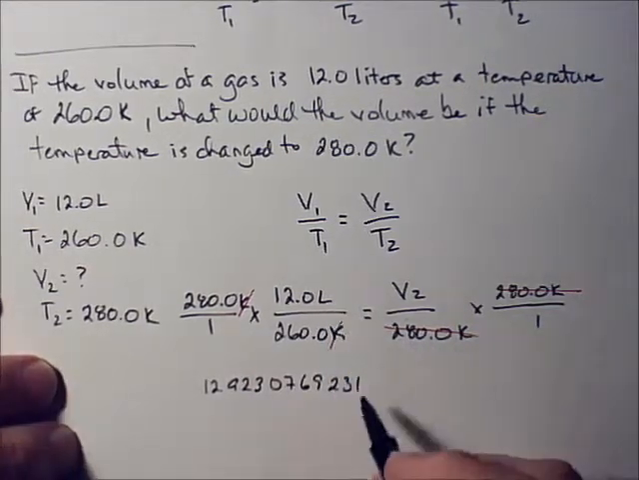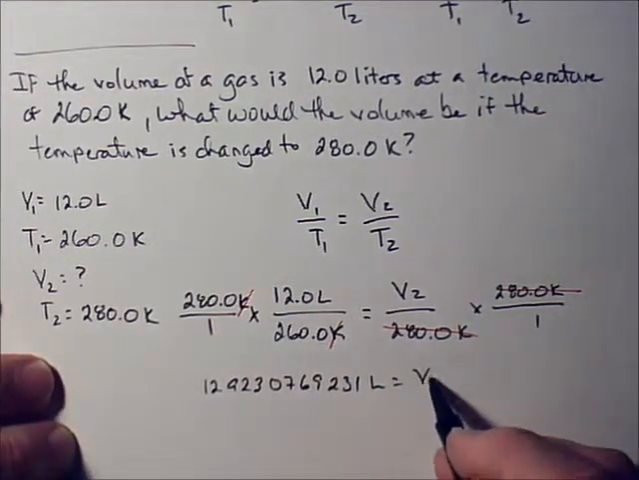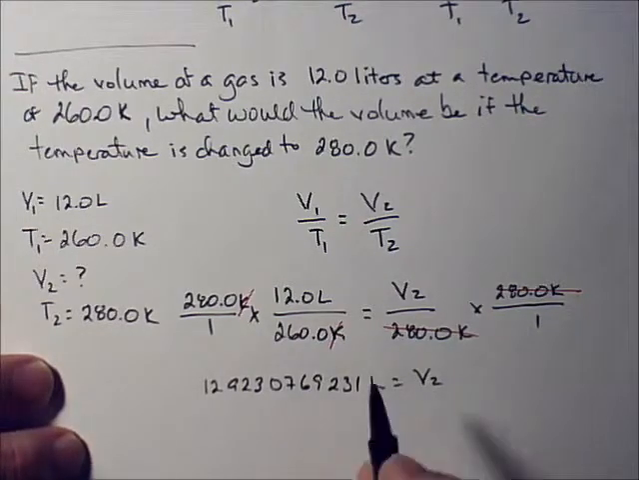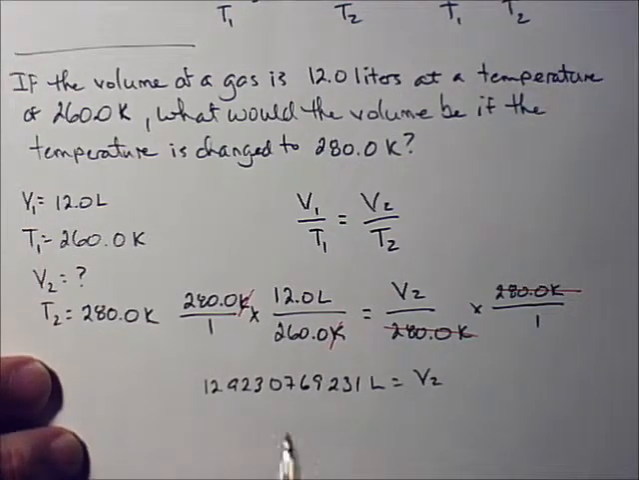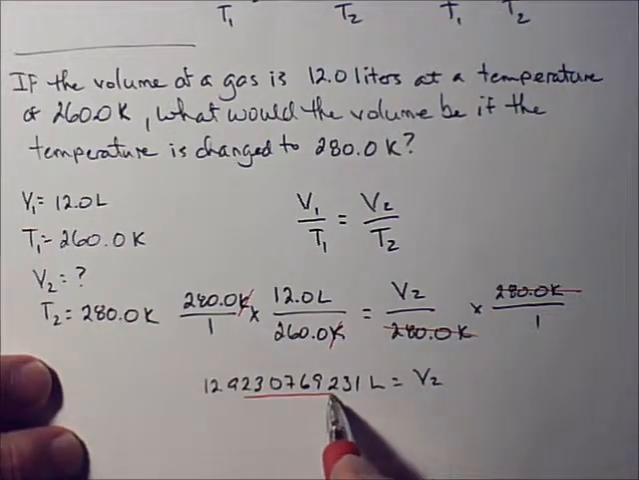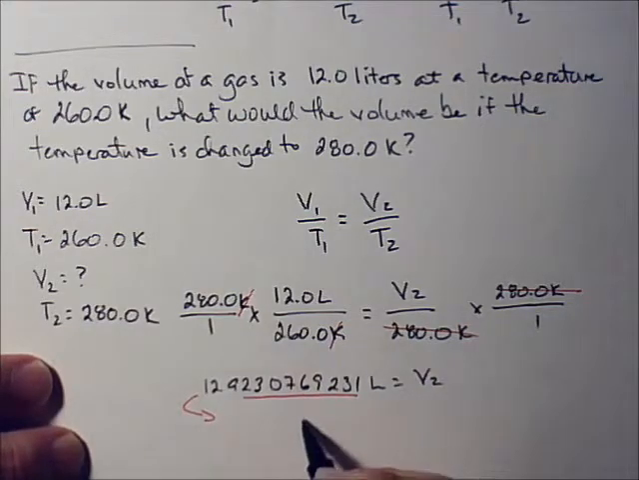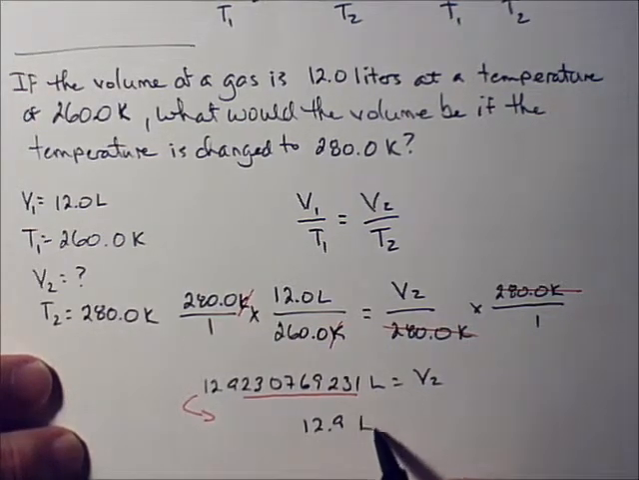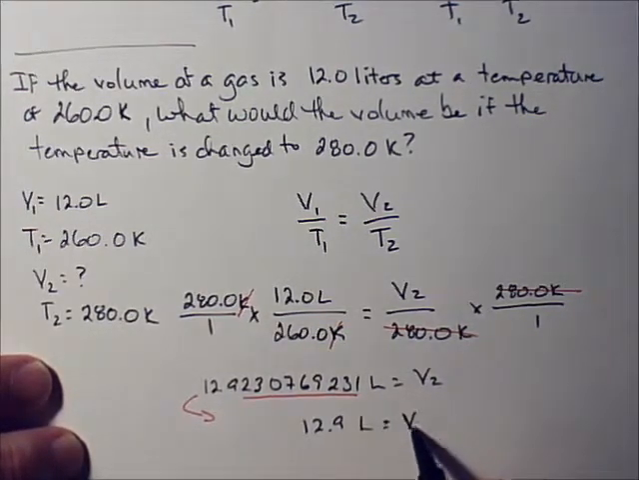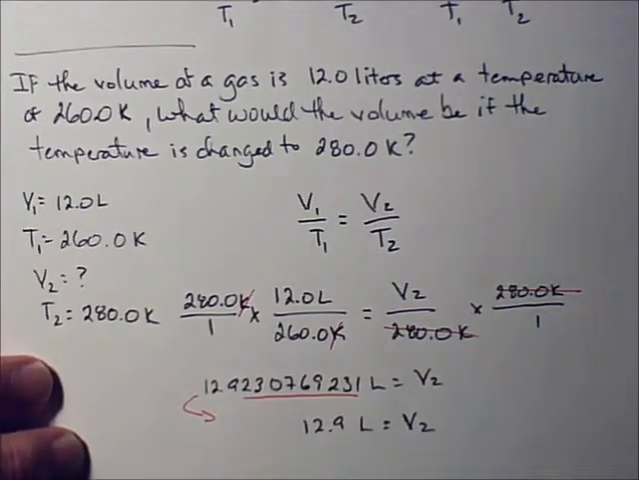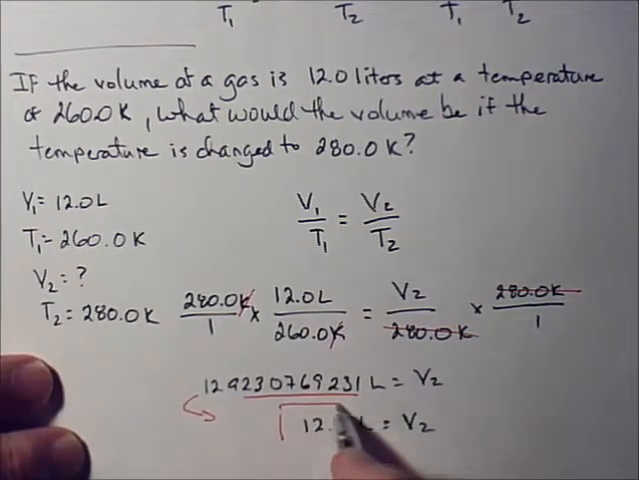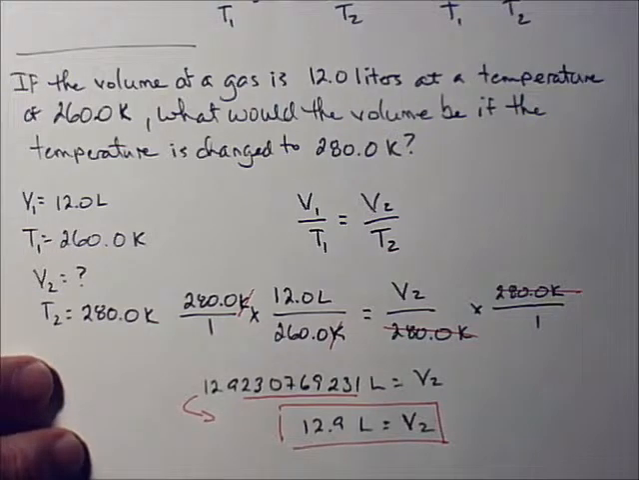The units we have left are liters. That equals V2. We need to round off, though. How many significant digits? 3. Underline everything after the 9. So we're rounding off, and we have 12.9 liters equals V2. Okay?